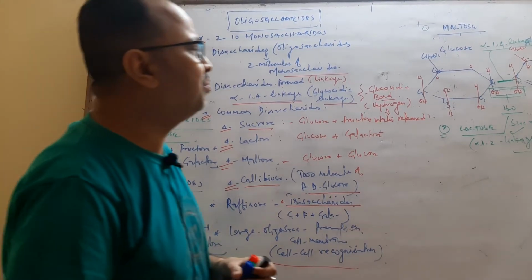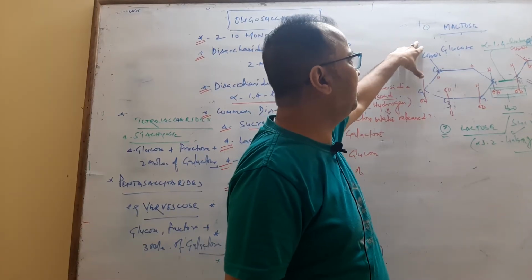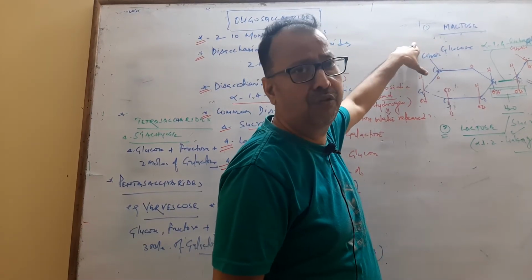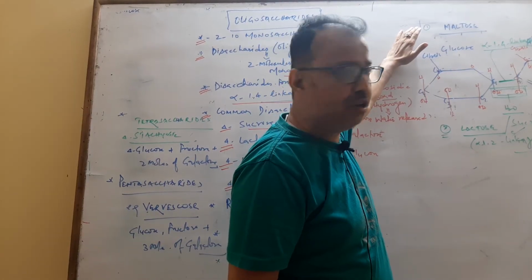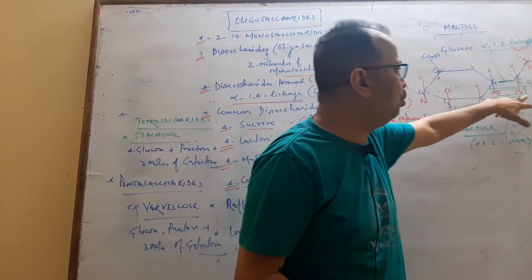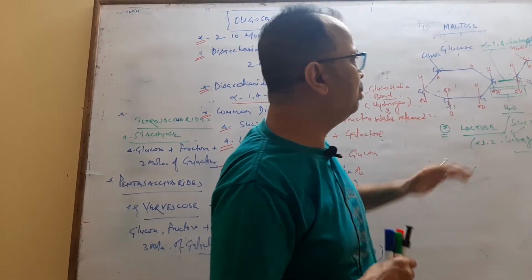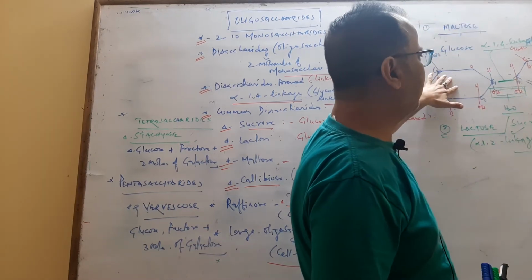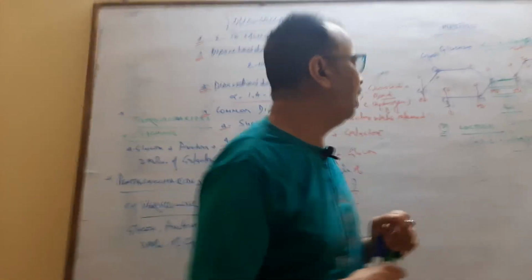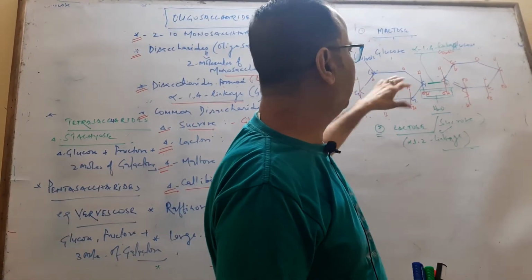Now we come to the structure of the disaccharide. One of the disaccharides, which contains 2 moles of glucose combined, is maltose. So maltose contains 2 glucose. Here is the ring structure of the glucose. So 2 glucose, glucose 1 and glucose 2. So this is the structure, the position of the functional groups and the arrangement of hydrogen, oxygen and carbon.